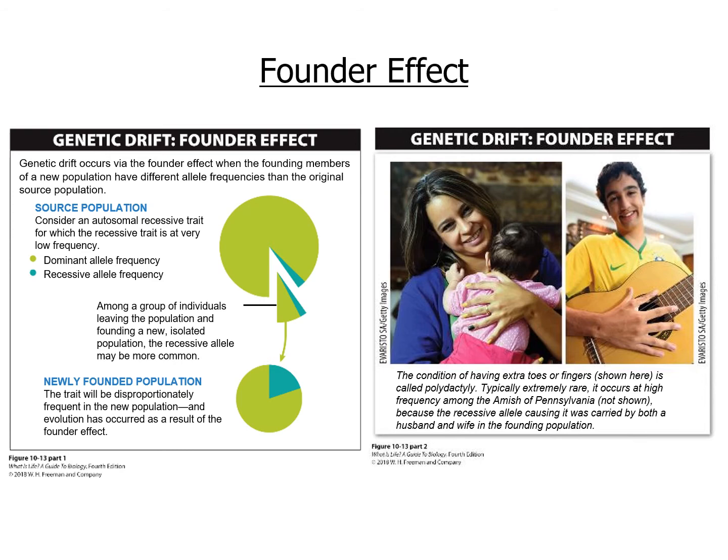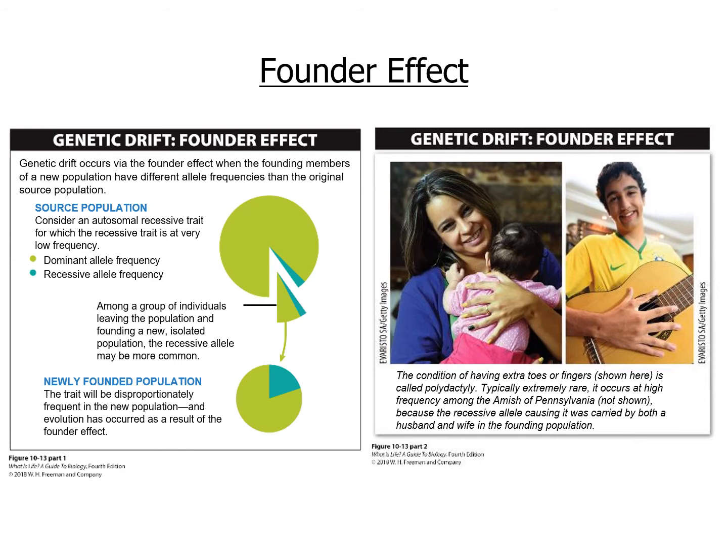The first is the founder effect. This is genetic drift that occurs when the founding members of a new population have different allele frequencies than the original source population. So a good example of that in humans is something called polydactyl, or polydactylism, I suppose. This is a very rare condition where individuals will have more than 5 fingers or more than 5 toes on each hand or foot, respectively.